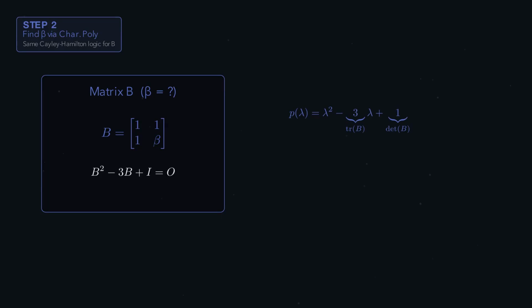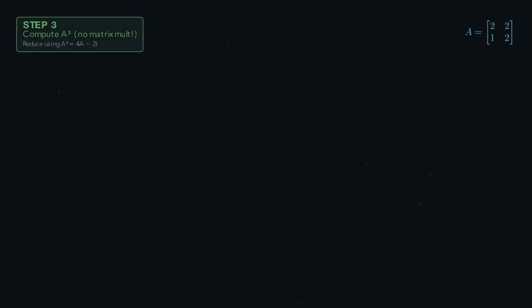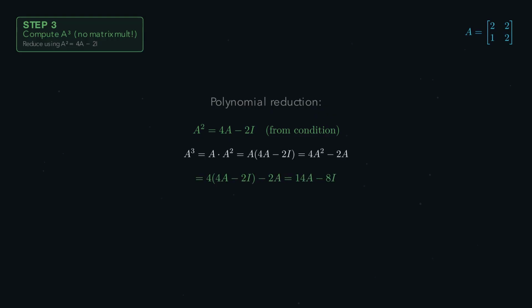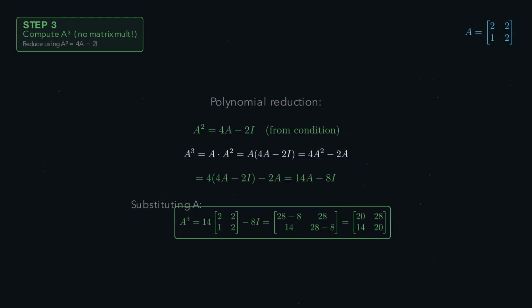Now here's the key move. Since A squared equals 4A minus 2I, we can express A cubed as 14A minus 8I. One substitution, no matrix multiplication. Since B squared equals 3B minus I, we get B cubed as 8B minus 3I. Both cubes are just linear combinations of their base matrices. Subtracting gives us A cubed minus B cubed equals the matrix 15, 20, 6, 7.